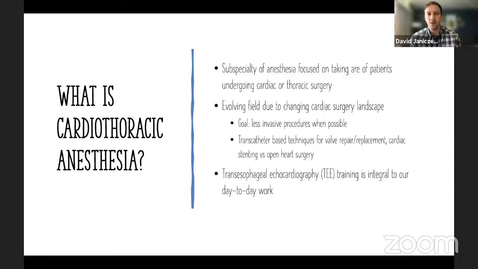So the number of cardiac surgeries are going down, but at the same time, there are still a few situations where you need to do that. The other big component of cardiothoracic anesthesia is transesophageal echocardiography, or TEE. And that's something we get as fellows. We get trained in TEE every single day. We're doing multiple of these exams. We really get good at seeing what the heart looks like from the inside. And I'll show you an example of that later on as well.